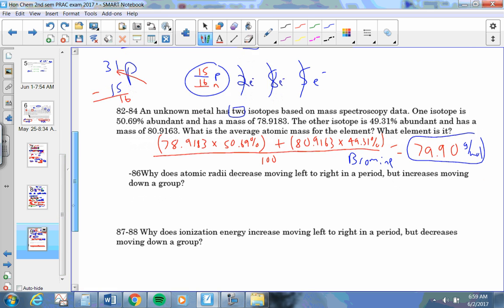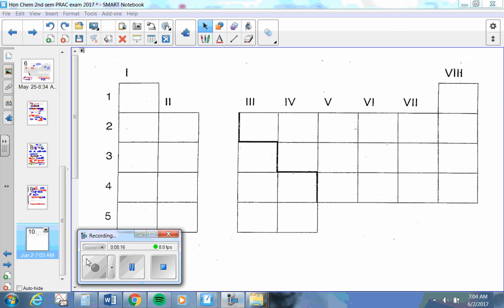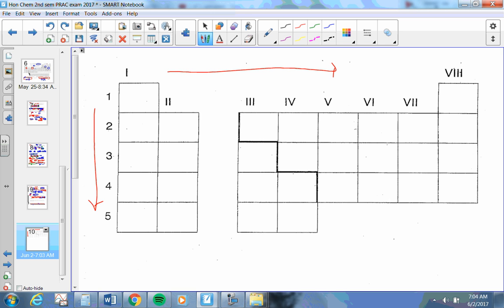Okay, why does the atomic radii decrease? So the first question is going to be about atomic radii as we go down the chart versus over. As we go down, we have an increasing atomic radii. And if I was just to draw little Bohr's models, it's because as we go down, we add another shell.